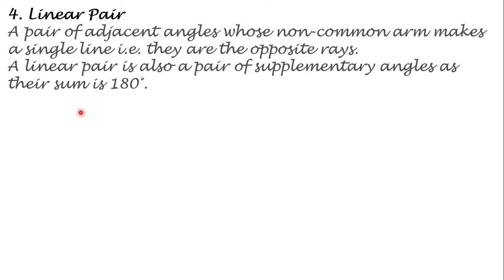Let's see how we can draw. This is the first angle and this is the second angle. Okay, so the first angle measures 50 degrees, the second angle measures 130 degrees. So this is a common arm, this is the common vertex, and these are non-common arms. And these non-common arms form a straight line. That's why this is known as a linear pair, and the sum of these two angles is equal to 180 degrees.